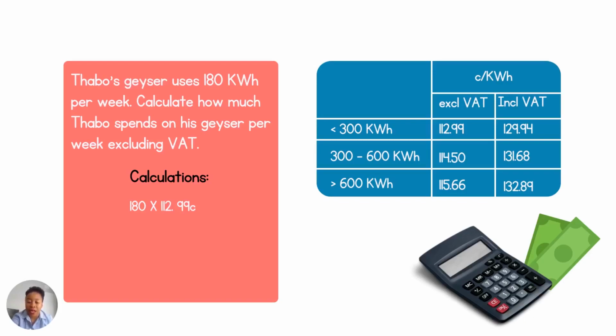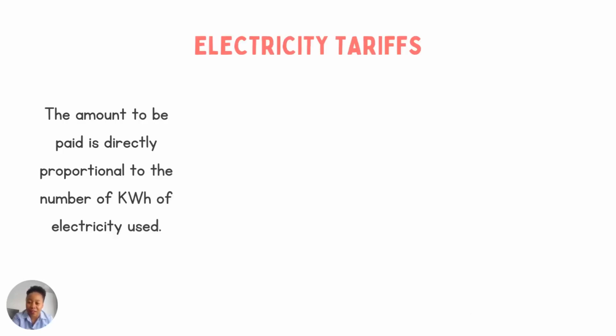So the answer that you get when you use your calculator here is 20,338.20 cents. So as I said, we will need to then convert to rand to really determine how much the person is paying in terms of rand. So as you can see there with our yellow words, I wrote that you divide that answer by 100 and then you get 203.38 rand. So Tabo then spends 203.38 rand per week. That's a lot, hey? So let's look at electricity tariffs in depth.